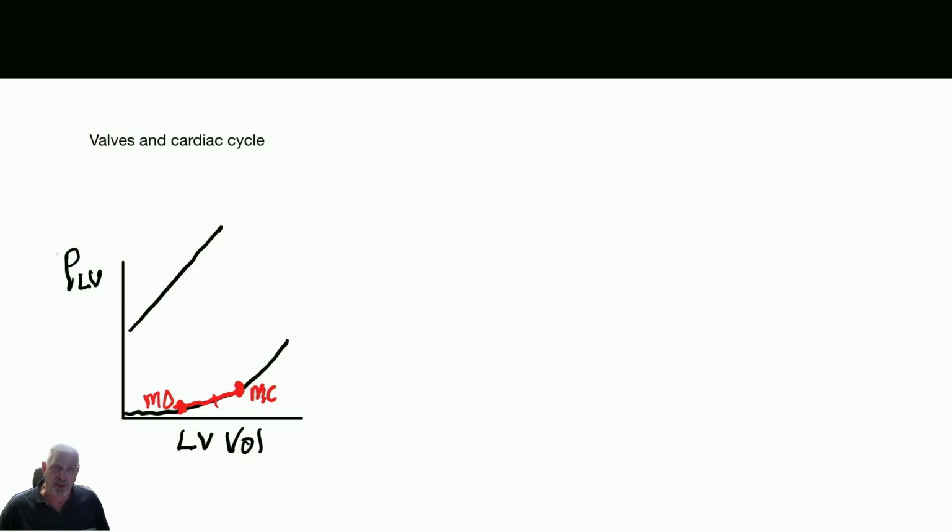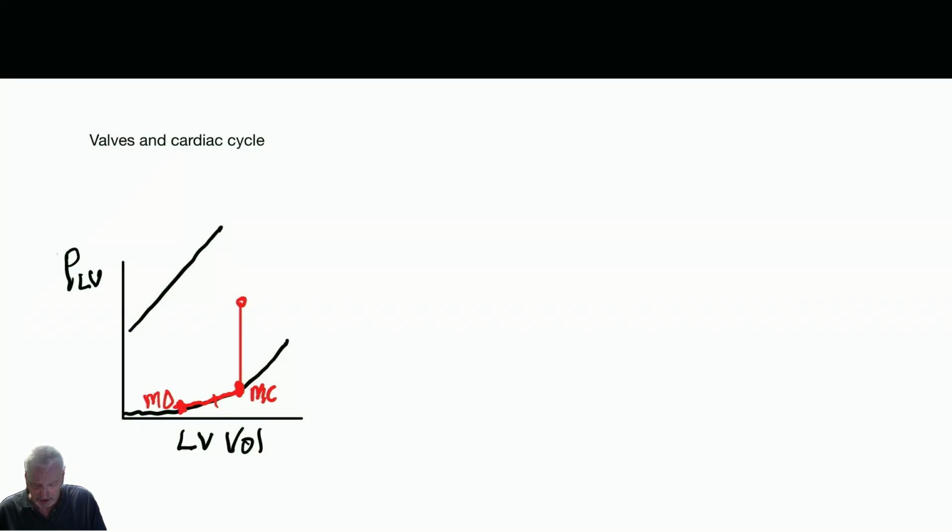Now both the mitral and the aortic valve are closed, so even though the heart is squeezing on the blood inside, the volume of that blood isn't changing, but the pressure of that blood is changing, and so we get no change on the volume axis, but we get an increase in pressure up until some point. And that point is the point at which the pressure inside the ventricle exceeds the pressure in the aorta, and then the aortic valve pops open.